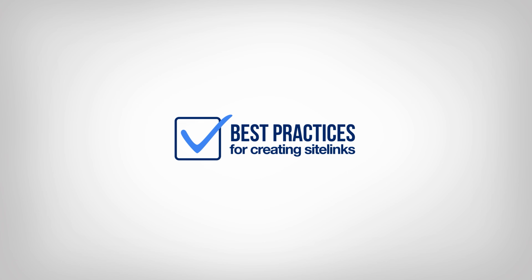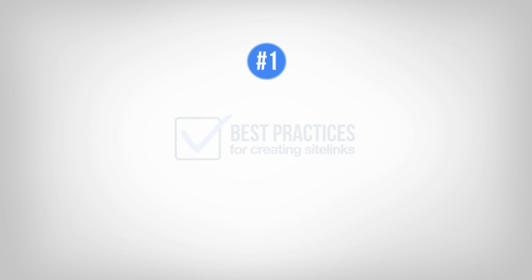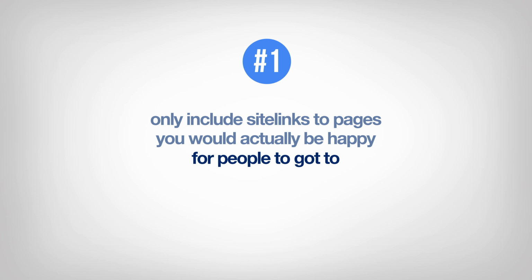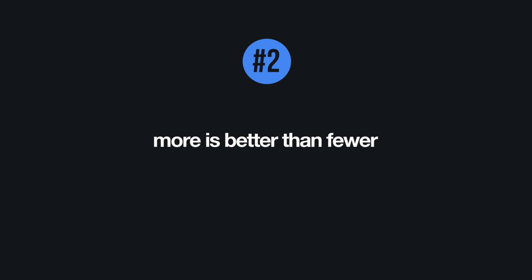So here are some best practices when it comes to creating your site links. Number 1, only include site links to pages you would actually be happy for people to go to. I've seen people make that mistake, often thinking they need to create site links for every page or every major page on a website. No, if it helps you get to the lead or sale by sending someone there, include it. If not, don't. Number 2, more is better than fewer. That allows Google to test different site link options and optimize based on performance.